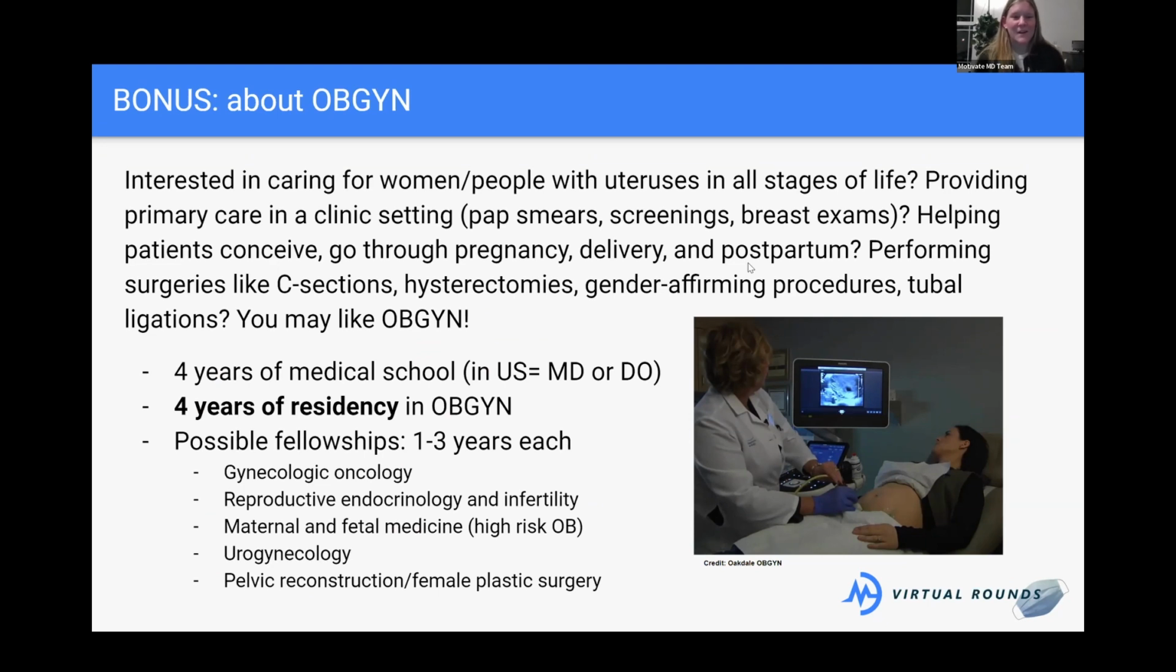Obviously you care for primarily women, people with uteruses, in all stages of life. You can provide primary care, which would be things like preventative screenings, pap smears, breast exams, and then also the obstetric side of things, like helping patients conceive and go through pregnancy, delivery, and postpartum. You also get to be a surgeon, so you can perform things like C-sections, hysterectomies, gender affirming procedures, tubal ligations, things like that. So you really are the jack of all trades, except you're exclusively working with women.